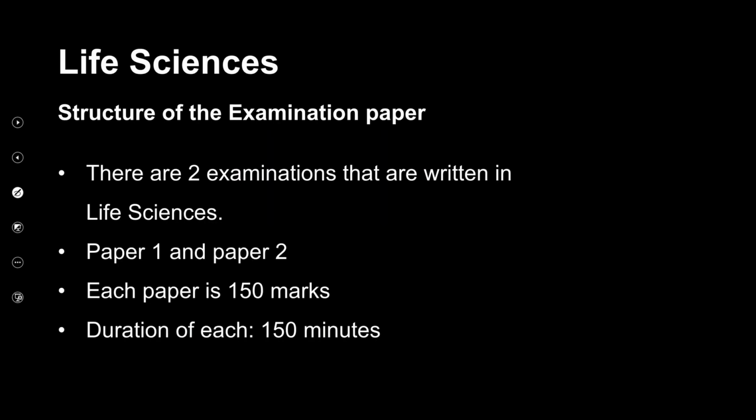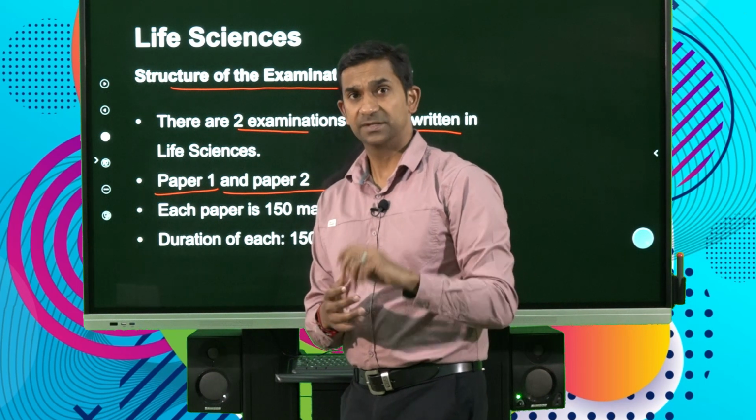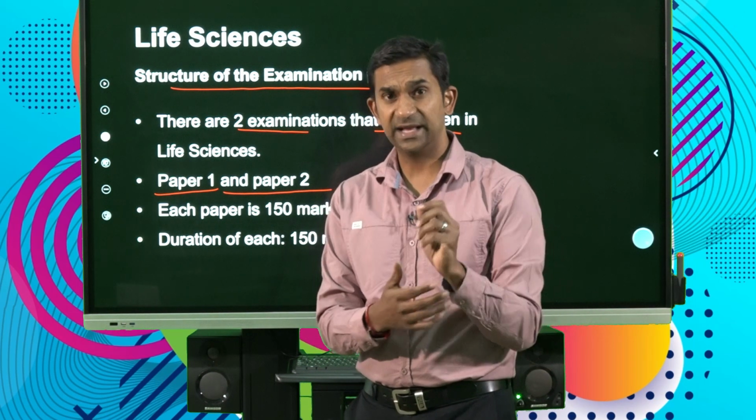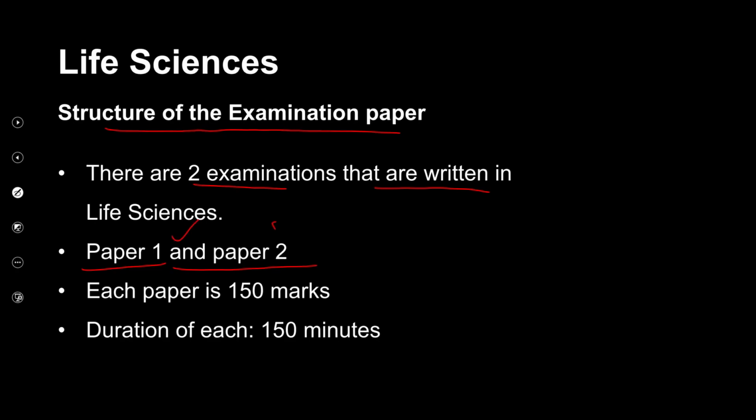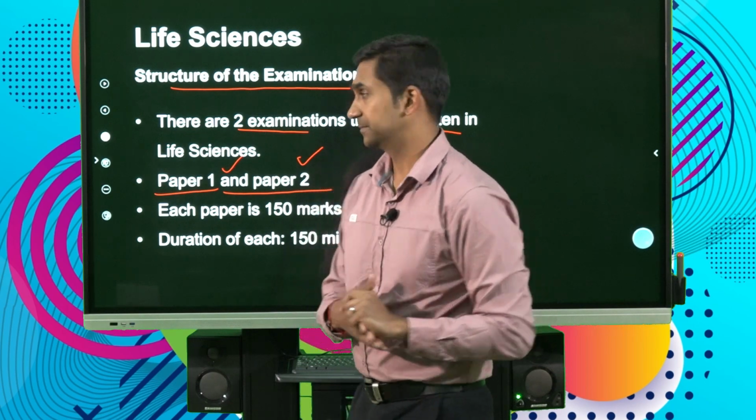So guys, the structure of an exam paper in Life Sciences: there are two examinations that are written. As I mentioned, there is a paper 1 and a paper 2. It's important that you download these papers. Access these papers from the specific websites that you can access them from, and that will give you exposure to previous exam papers. Download these, print them out, keep them in a file.